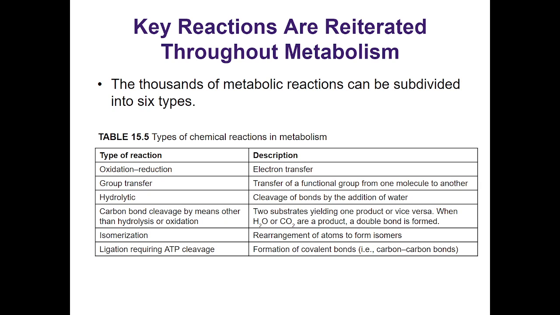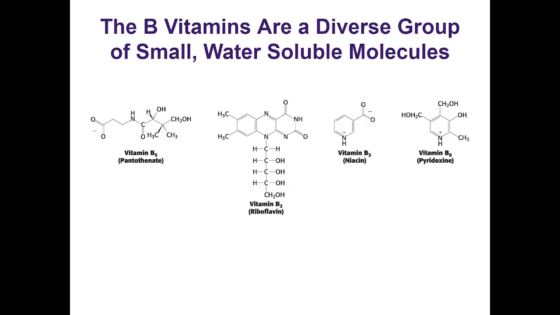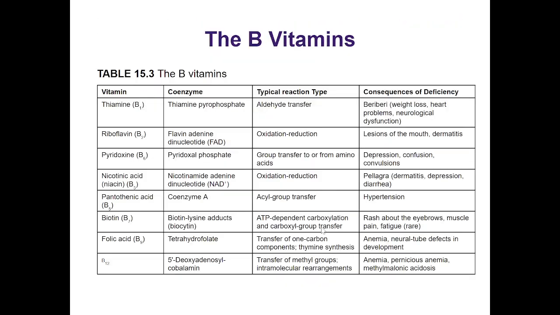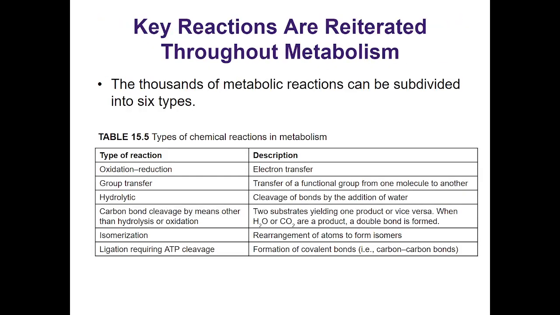Scurvy. The key reactions are going to be reiterated throughout the metabolism. Thousands of metabolic reactions can actually be subdivided into 6 types because of this. Because you may have noticed that when we had up in this table here, there was actually a very limited number of types of things, wasn't there? Okay? And this causes all metabolic reactions to collapse down into these 6 types.